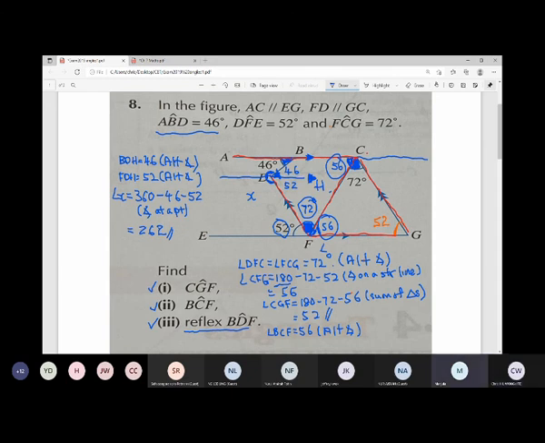Can it be supplementary angles? Also can. If you want to put supplementary angle, also can. Yes, you're right. If you want to put alternate angle, also can. I told you these three are the same. It doesn't matter which one you put. Okay, can.